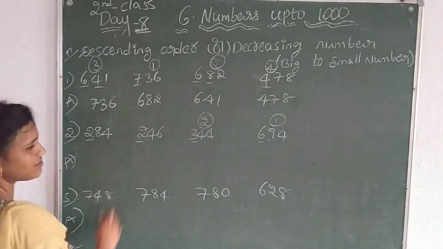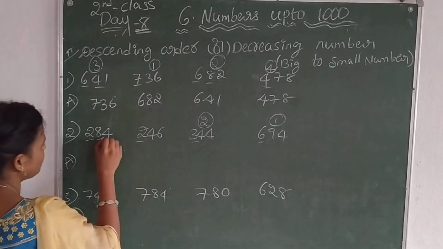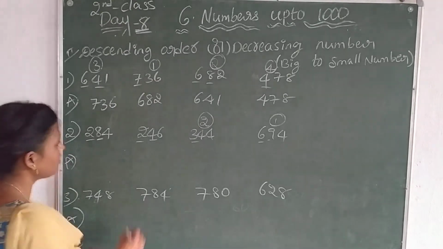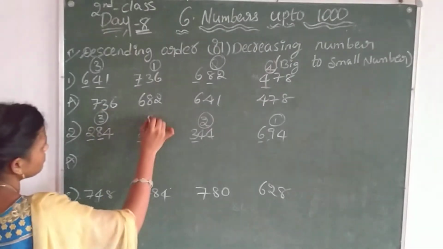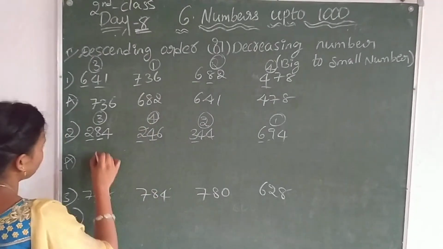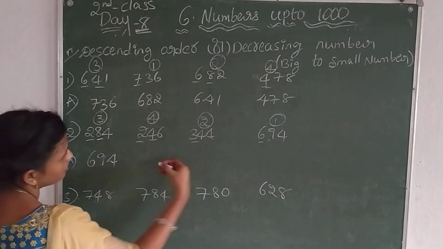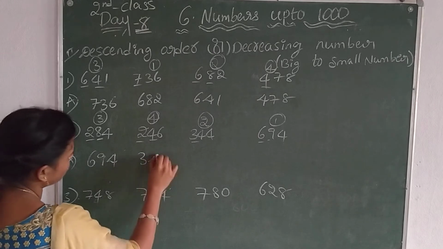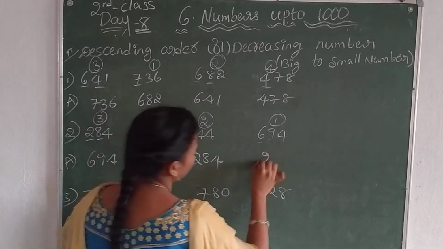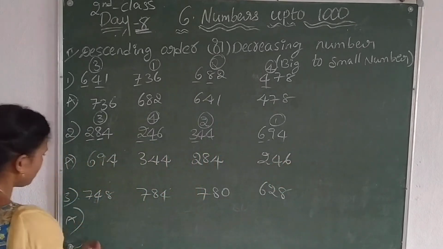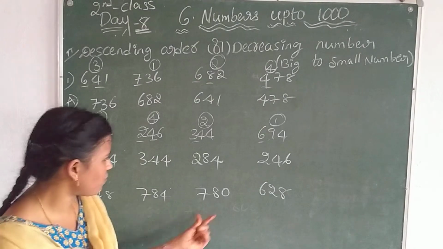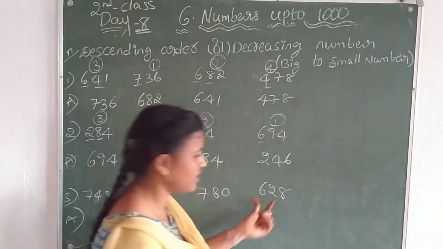So in these cases, 2 are the same in the first digit. That's why check the second digit. Here 8, here 4. So which is big? This one is big. And the last one is 246. Take 694. Next 344. Next 284. Next 246.